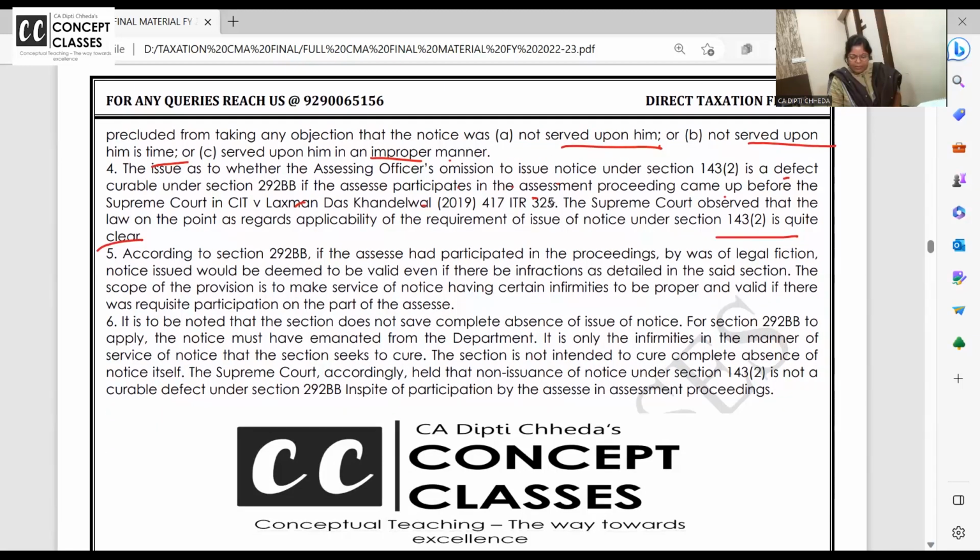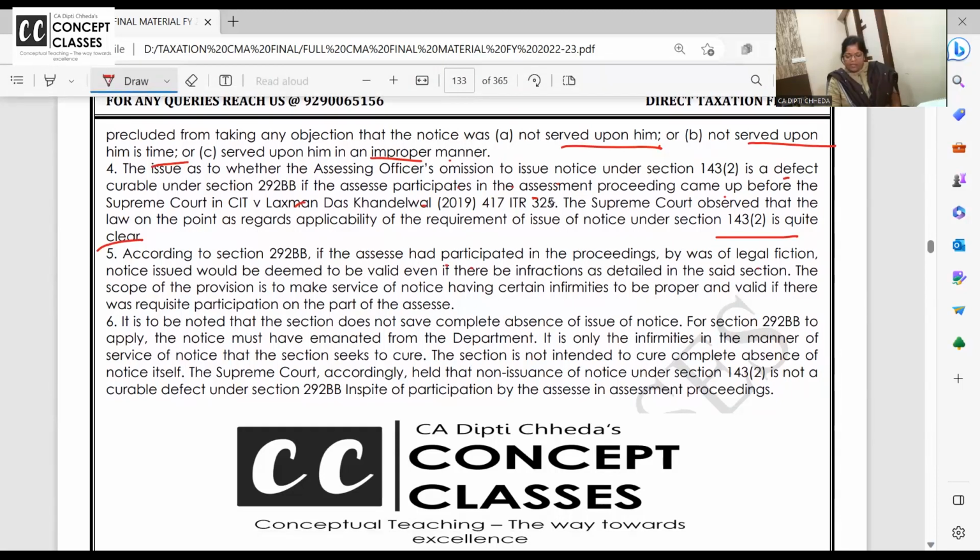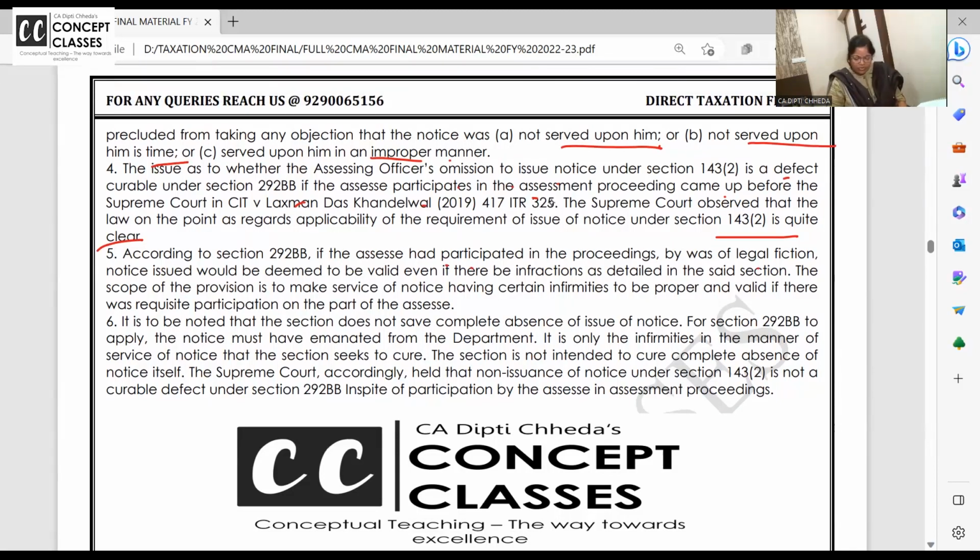According to 292BB, if the assessee has participated in the proceedings, by way of legal fiction the notice issued would be deemed to be valid even if there are infractions. The scope of the provision is to cover service of notice having certain mistakes. It is to be noted this section does not save complete absence of notice. This is the pumping heart of this answer.